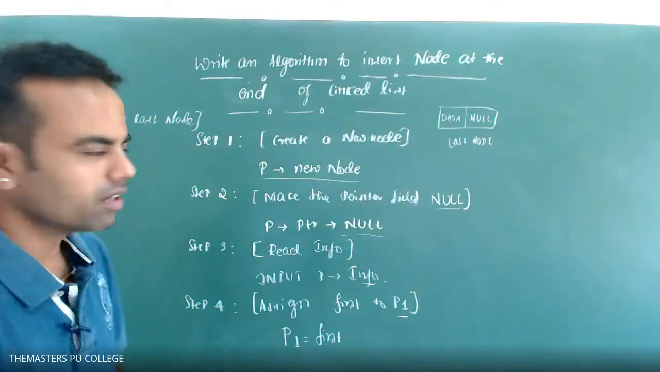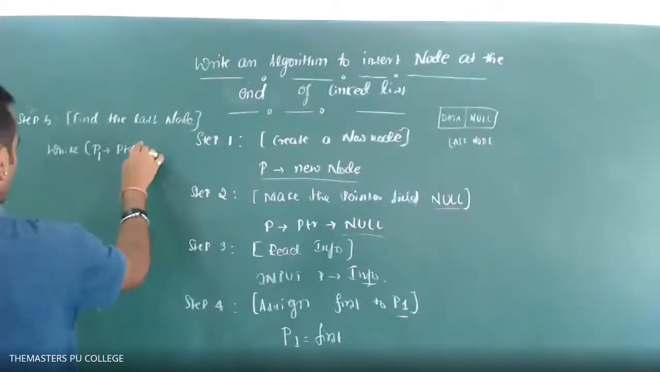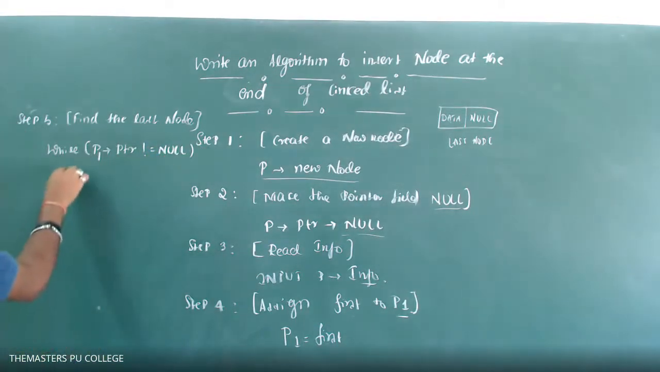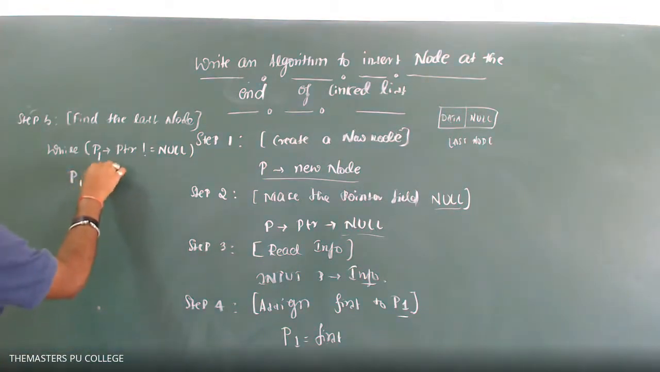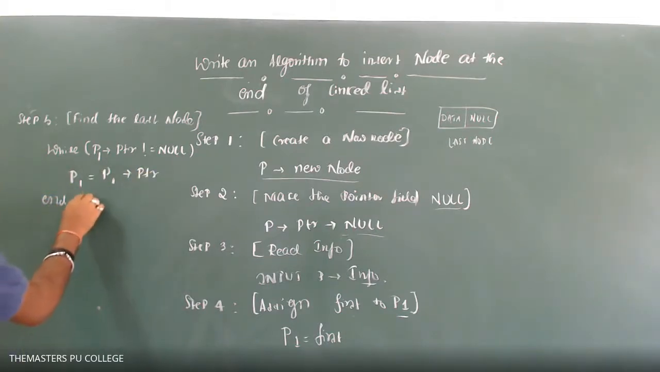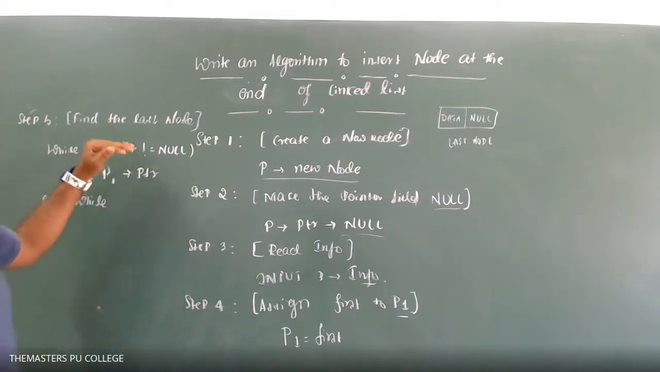Right? Okay, so you need to write here, find the last node. While P1 of PTR is not equal to null, P1 is equal to P1 PTR. This is the end of while. When this condition becomes true, then the node becomes the last node, right?